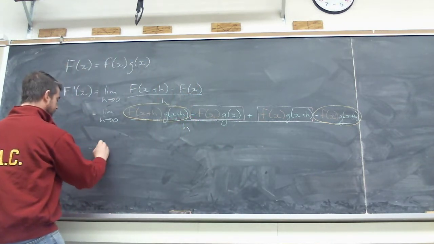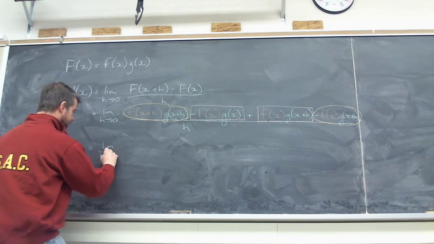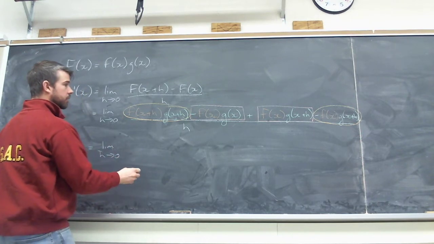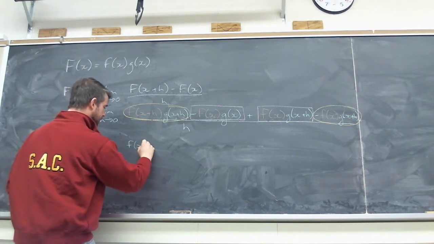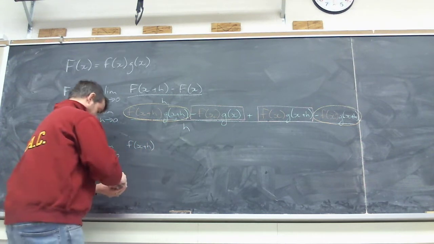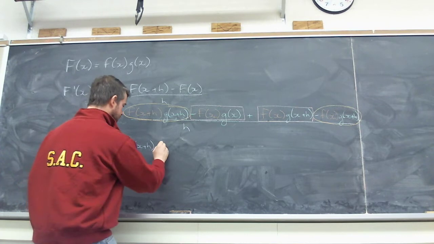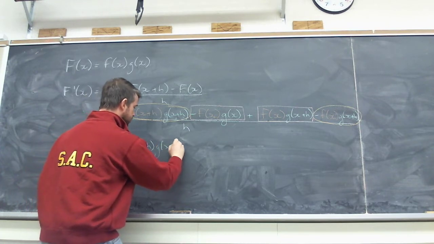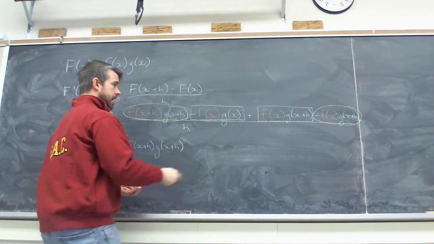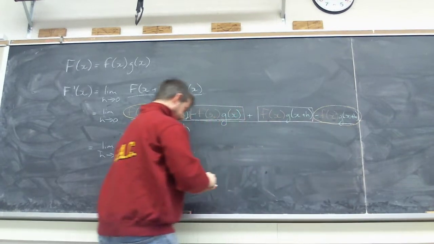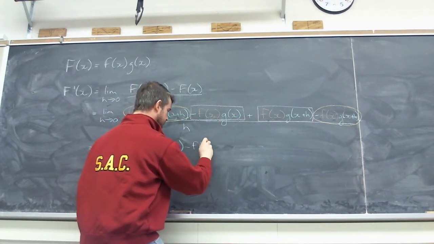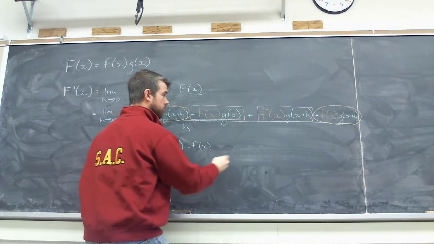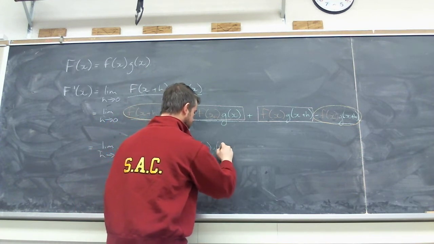So this will be the limit as h approaches 0, and we'll start with the orange. So it's f(x + h). I'm going to keep my green, g(x + h). Now I'm going to subtract f(x), but that's multiplied by g(x + h).